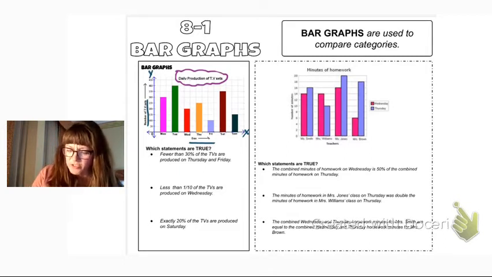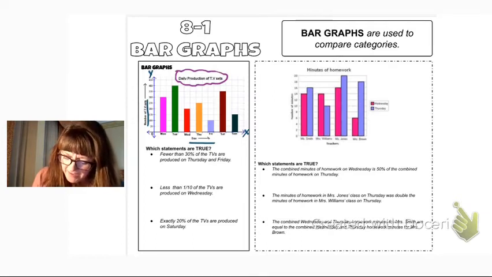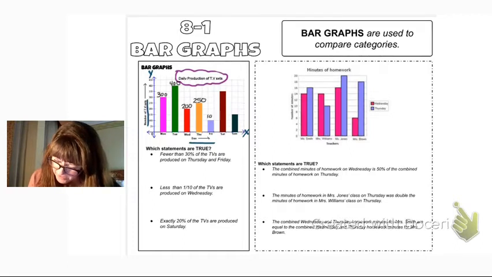Once you've done that, then before you start answering any questions, I would suggest that you go to each bar on the bar graph and label the value of that bar. That way you'll be able to answer any questions that you're being asked about those categories. So if I look at Monday, I can see that Monday is at 300. Tuesday goes up to 400. Wednesday goes to 200. Thursday is at 250. Friday is at 100. Saturday is at 350. And then Sunday is at 150.